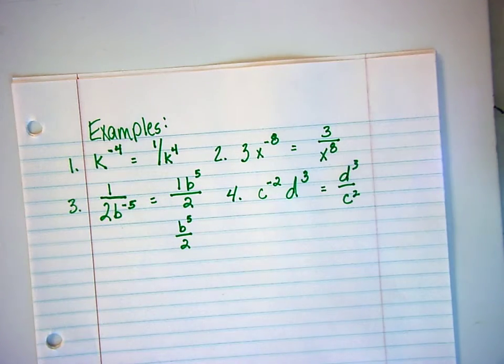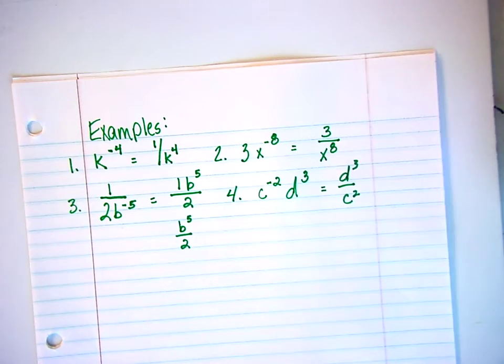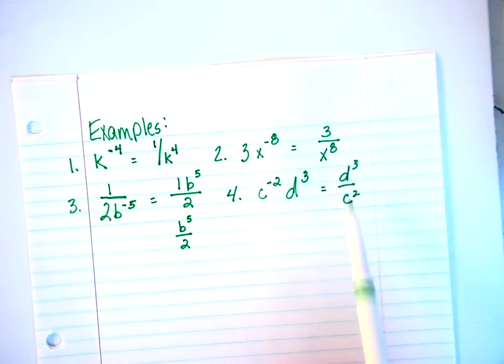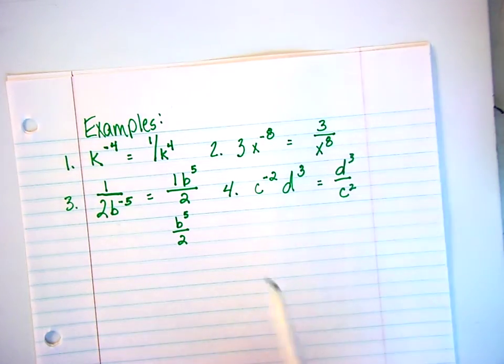Now, what if the thing was below, just d to the power of 3? If it was only d to the power of 3 on the bottom, then that's it. That's all you can do to it. Well, it's not that it doesn't have a solution. You just haven't been told what D or C is. And so you're going to leave it alone.